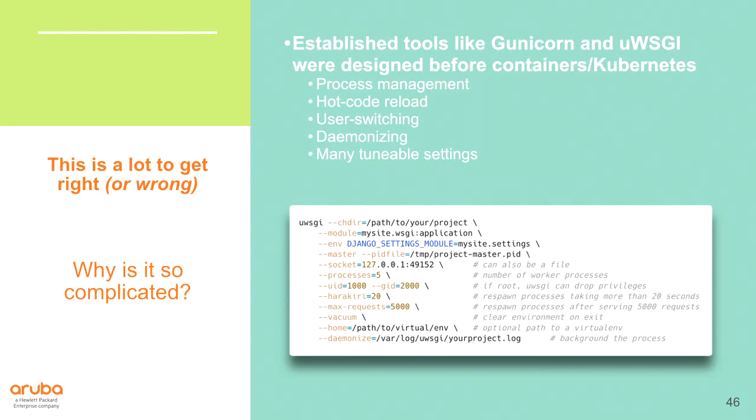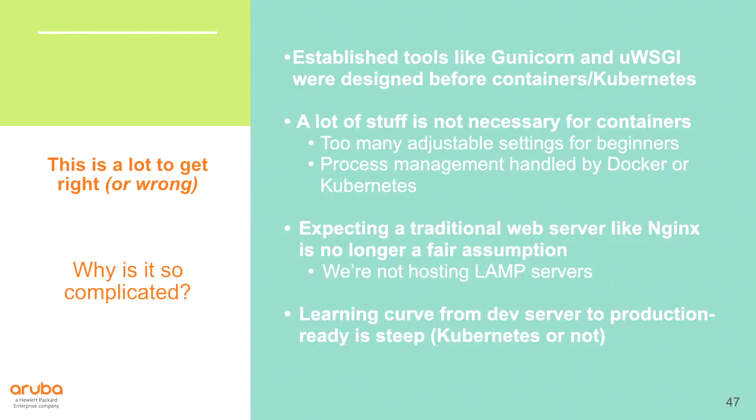A lot of them just don't really make sense if you're running in a container. Like, you will set the user in a container, you won't use WSGI to do this. You will set which directory you're in. I think these haven't really been designed for a Kubernetes space, and like I said, a lot of the stuff is just not necessary. There are so many things you can tweak and adjustable settings, and for beginners this can be quite overwhelming.